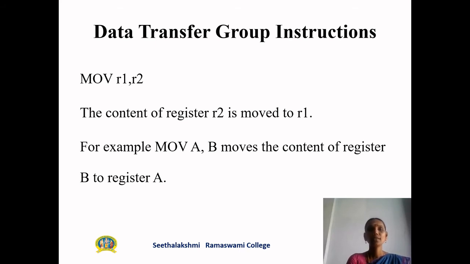The first data transfer group instruction is MOV R1, R2. Here we are using two registers, namely R1 and R2. The content of register R2 is moved to the register R1. For example, MOV A, B. Here we are using two registers A and B. It moves the contents of the register B to the register A without altering the source value of register B.